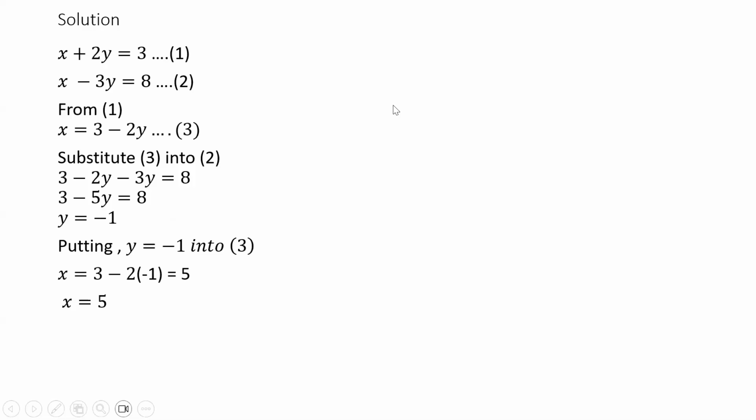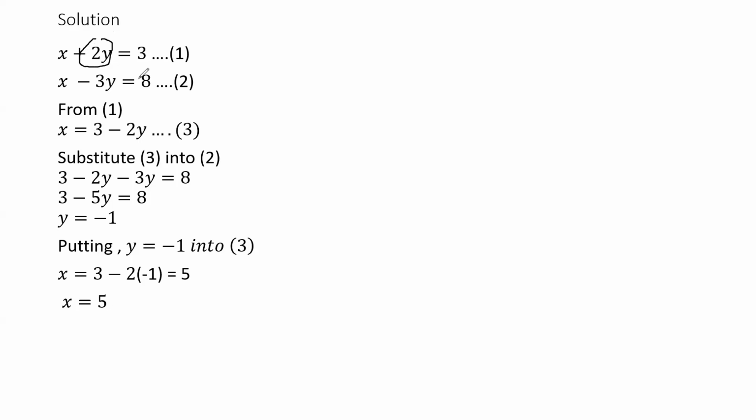So going through equation 1 and 2, we can take any one of them. Here I took equation 1. And since x has a coefficient of 1, it's very simple. I can just make it the subject by sending 2y to the right-hand side to join the 3. By so doing, I got x is equal to 3 minus 2y, and we name that equation 3. So you have equations 1, 2, 3.